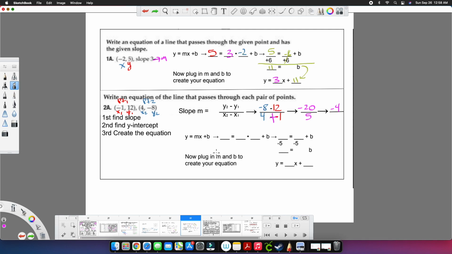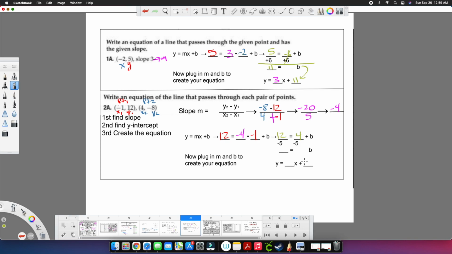So my y is 12. And I'm doing it in red just since I labeled them that way. My m, which I just found, is -4. And my x, again, both x and y are labeled in red, is -1. So remember, y equals mx plus b. I'm just filling in my pieces here. All right, I'll do this in green. So we have 12 equals -4 times -1 is 4.